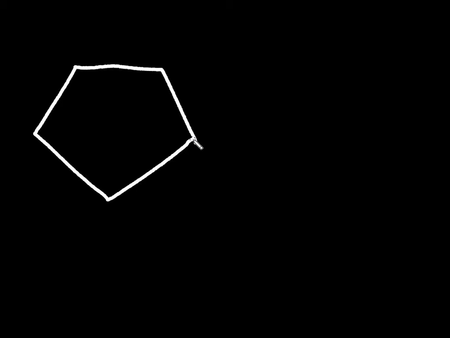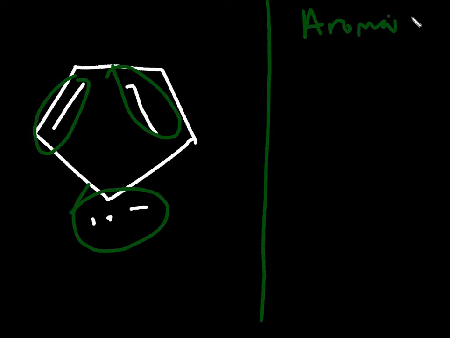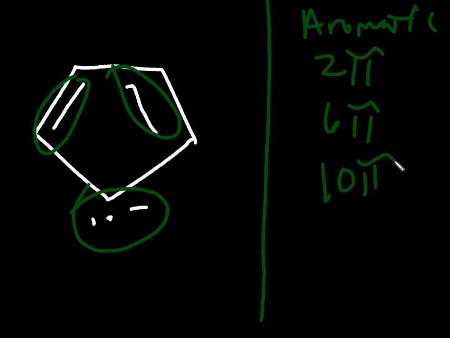Let me just draw that again just to make it clear. I'll try it real big. Again, we had 2, 4, and 6. And our numbers were 2 pi, 6 pi, 10. I won't go any further than that. 2, 4, and then 6. 6 is the magic number. So what if that wasn't 6? If it was another even number and it wasn't 2, 6, or 10, then it's anti-aromatic. And we'll go into an example like that.